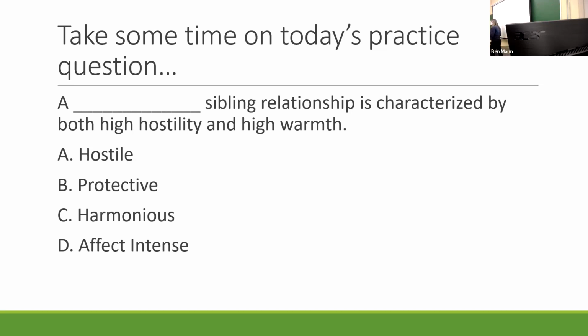We use the 2x2 to look at sibling relationships, both in terms of the amount of warmth they have, as well as the amount of hostility. So a harmonious one has high warmth but low hostility. There's a disengaged type of sibling relationship that has low warmth and low hostility. Protective is not a sibling model. That's about family models of communication.